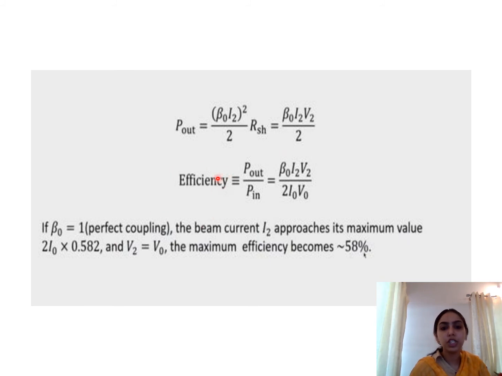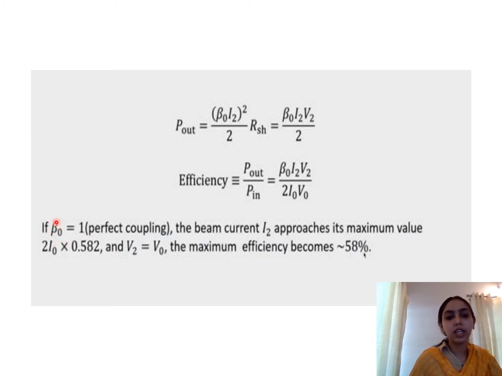Now coming to the efficiency of the device. Efficiency, we know, is the output power by input power, which is a standard equation. So from this expression, we can write the power output as beta naught I2 V2 divided by 2. Input power is the current into voltage at the input side, so we have written here I0 into V0. So how can we find out the efficiency of the device, or the ideal efficiency? We will assume that there is a perfect coupling between the cavities. So beta naught is equal to 1.